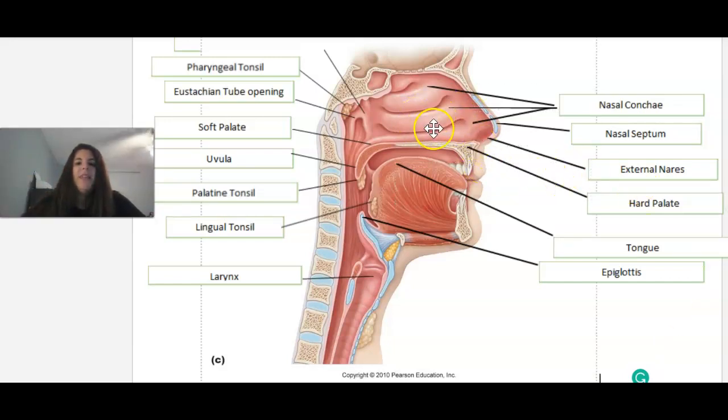Right behind the external nares are three bony shelves, which are called the nasal conchae. Their job is to rapidly warm and humidify the air, because warmer air holds more oxygen, and we want it to be warm and moist air as we move it through our respiratory passages.